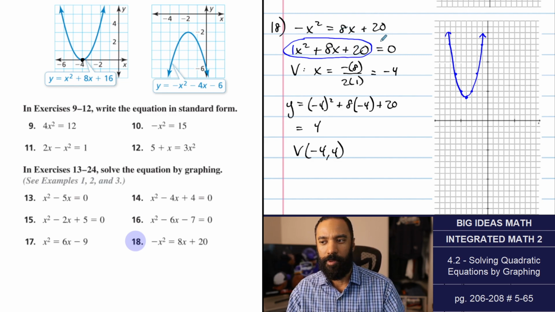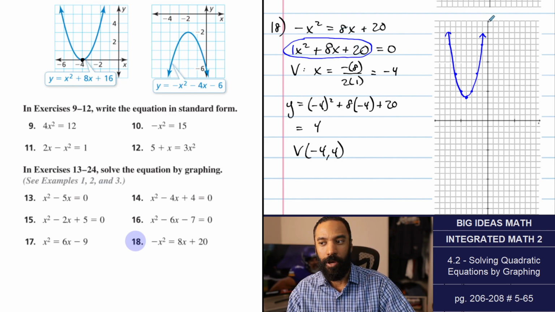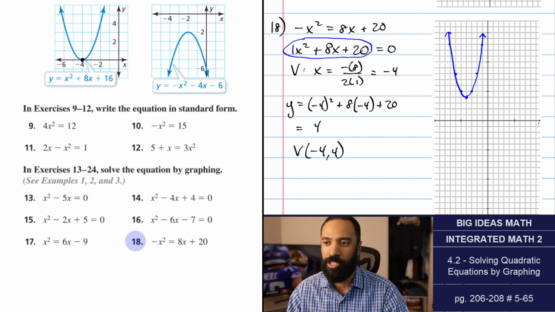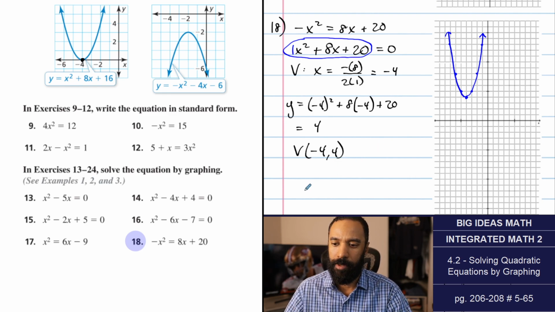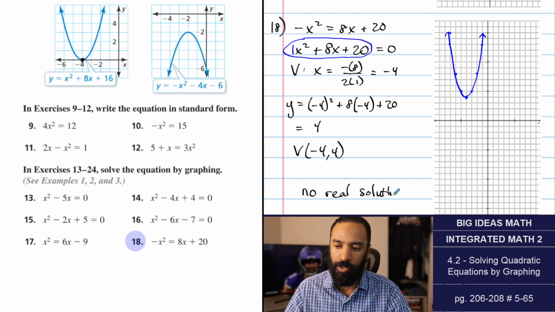The y-intercept would have been 20. I can't fit that here. I get close. Here's 17. But I never actually quite hit that one. So no visible y-intercept, no real solutions.